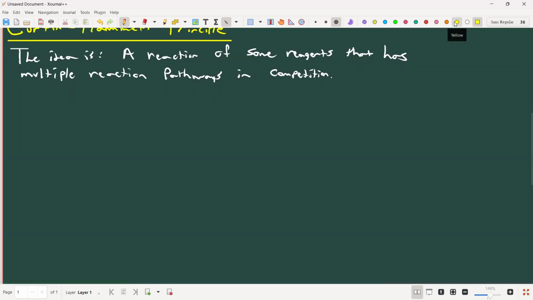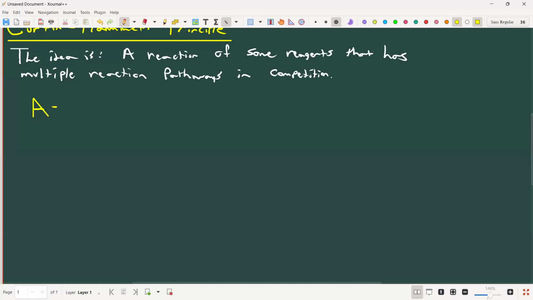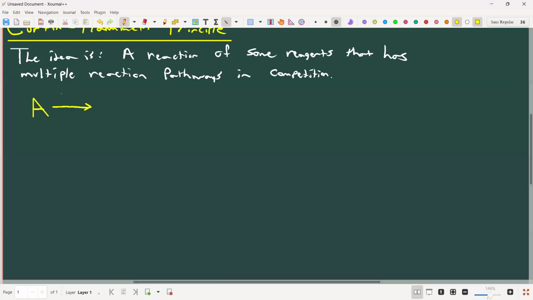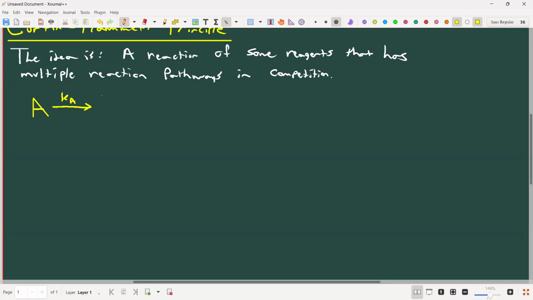Let's imagine that we have a material A, our starting material A, and it could be multiple molecules, just some group of reactants A, that reacts with some rate, we'll say Ka, to form some product P1. Okay, we have a reaction that can happen. Right. Just a normal old reaction, nothing fancy.